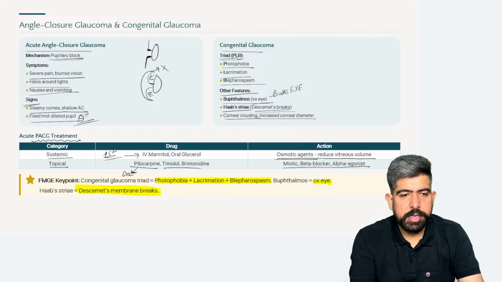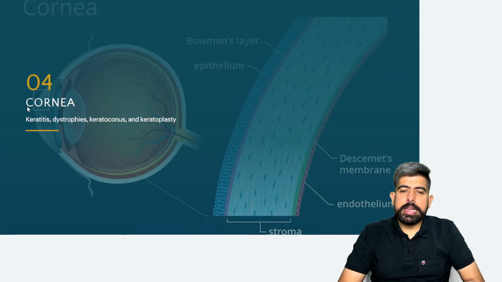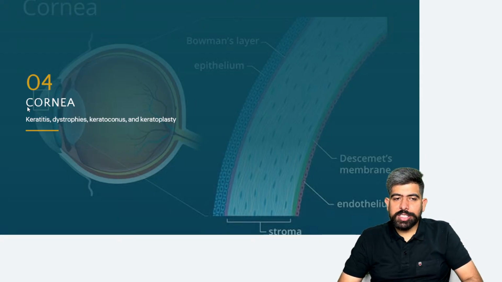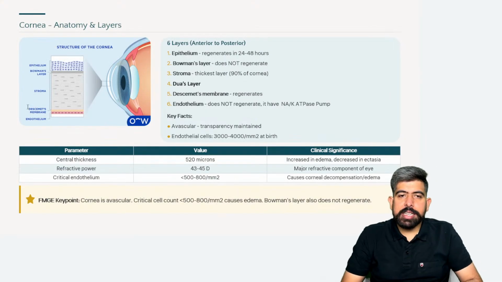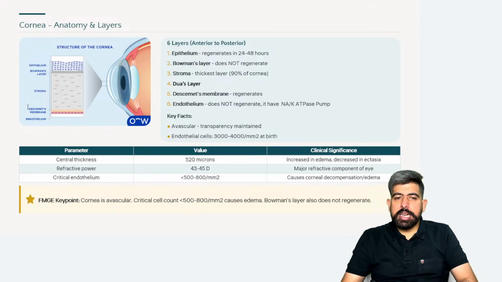Just a minute, guys. Moving forward, the next topic we are starting with is the cornea. Right now we are moving forward to the next topic, which is the cornea, and starting with the corneal anatomy and the layers of the cornea.